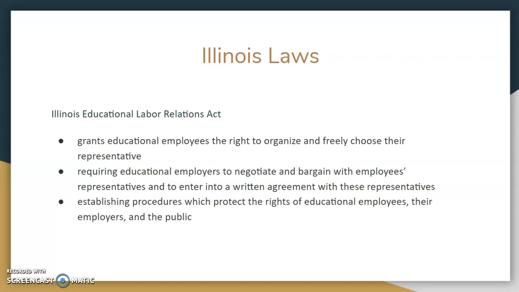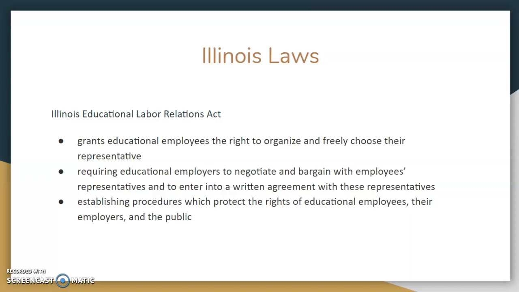So, it's not just about our right to unionize, but also that we can pick who we want to represent us. They cannot select for us. It can be somebody that we think is impartial. Then it requires educational employers to negotiate and bargain with employees' representatives and to enter into written agreement with their representatives. So they have to provide us a contract based on this law.